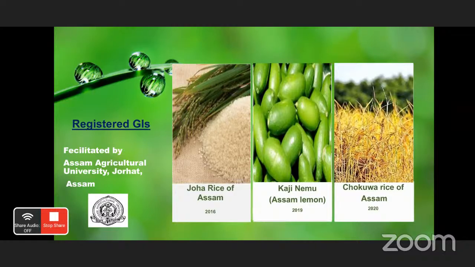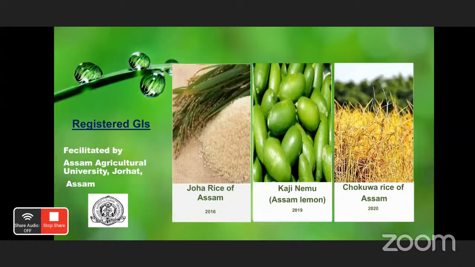It's a specialty rice, used to produce the kumal saul. Kumal saul is a ready-to-eat product. When we soak the rice in water for a few minutes, we can consume it immediately without cooking. Kumal saul is a famous product of Assam. So Sokwa rice is mainly used to produce the kumal saul. These are the three GI-registered products.